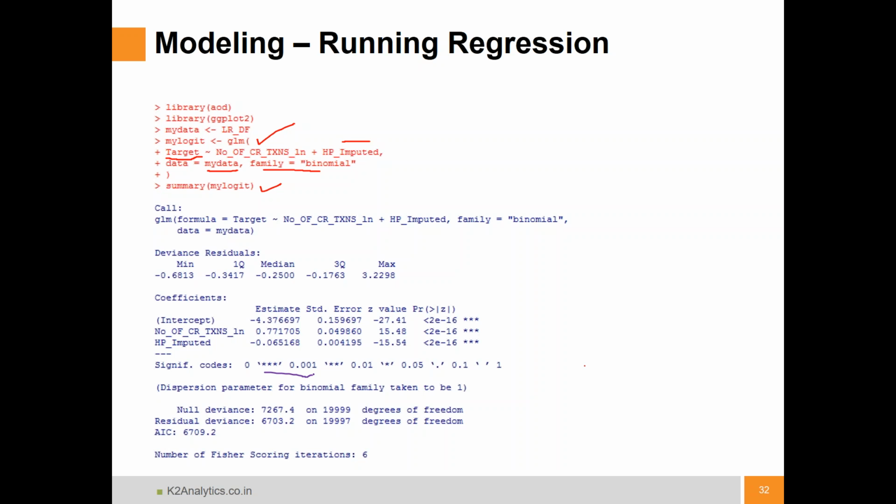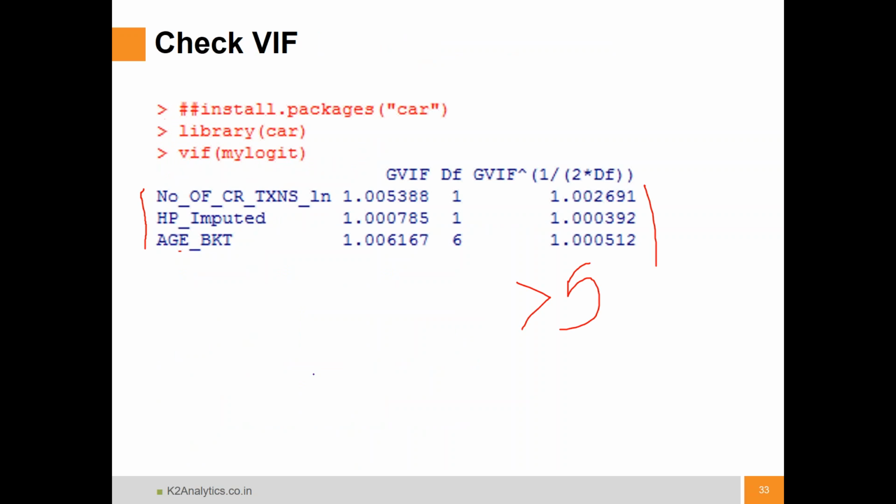So here it is showing 0.001. Many times we used to build models at 0.0001, three zeros and 1. So you have to see the variables which are at this significance. When the variables are coming significant, you have to see that multicollinearity problem is not there in your data set.